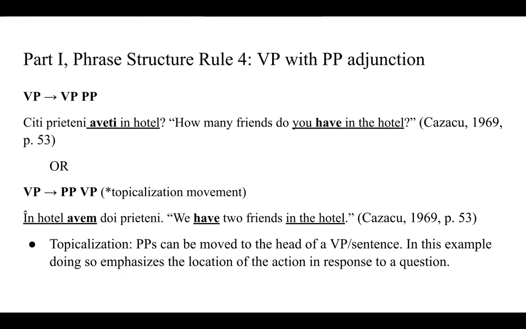In this example, we show two different ways in which verb phrases can be adjoined to prepositional phrases. In the first, the verb phrase precedes the prepositional phrase. Citi prieteni aveti in hotel. How many friends do you have in the hotel?